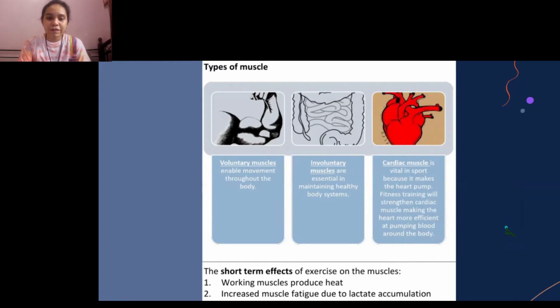So the short-term effects of exercise on the muscles include working muscles producing heat, increased muscle fatigue due to lactate accumulation, and blood being redistributed to muscles, or shunting.